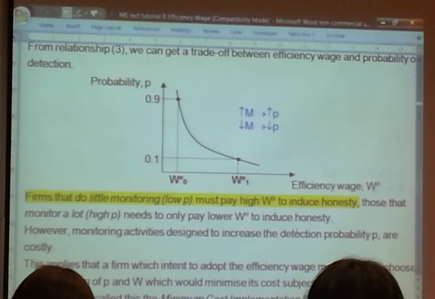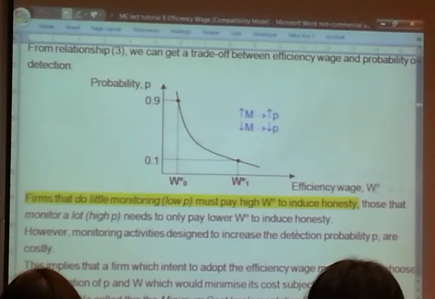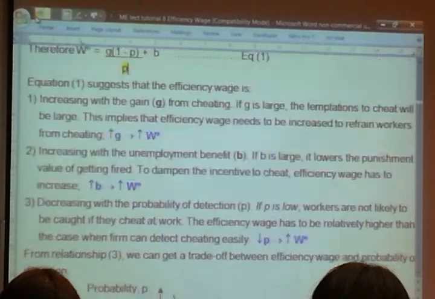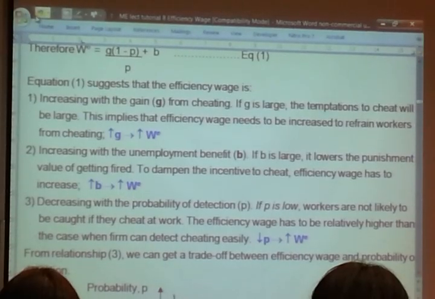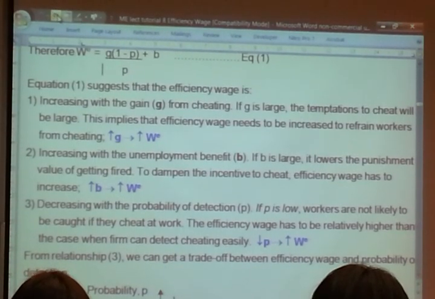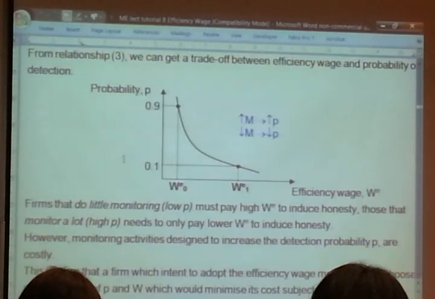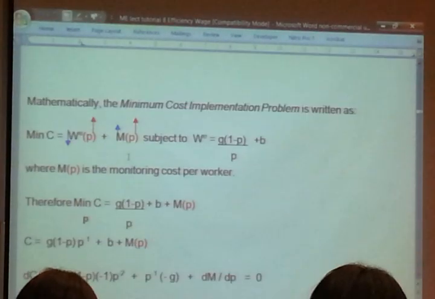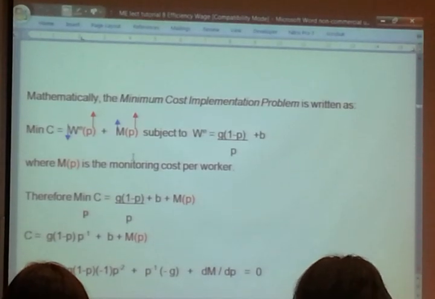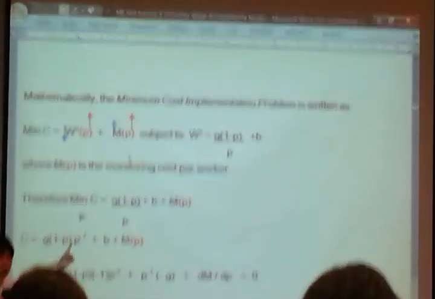Now, if you were to pay efficiency wage, let me tell you one thing. There's no point you pay and you don't monitor. You know why? If you don't monitor your worker and you pay him, will he cheat? 100%. Because the gain from cheating is higher. You get WE plus G.